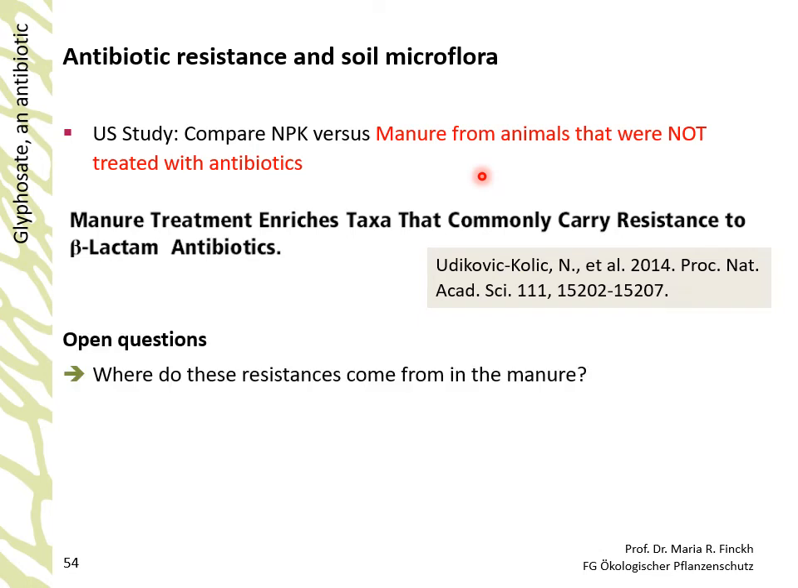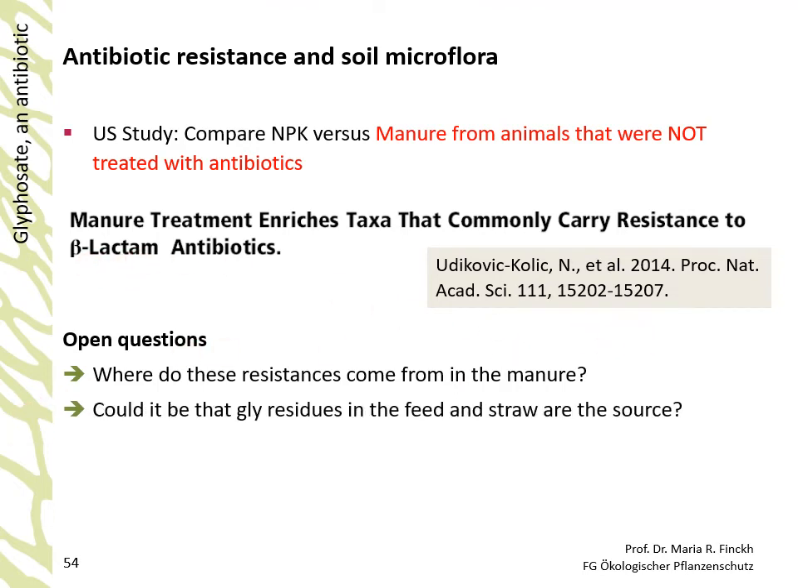That means they have high residues of glyphosate in their ration. So if it is not veterinary medicine, as they showed here, where do these resistances come from in the manure? They finished the paper by just saying, we don't know. If you think about what the animals eat and what kind of straw they use, if they get straw at all, then you can imagine that in the manure you have quite a bit of and quite a bit of glyphosate residues, and the beta-lactam antibiotics are part of this game.